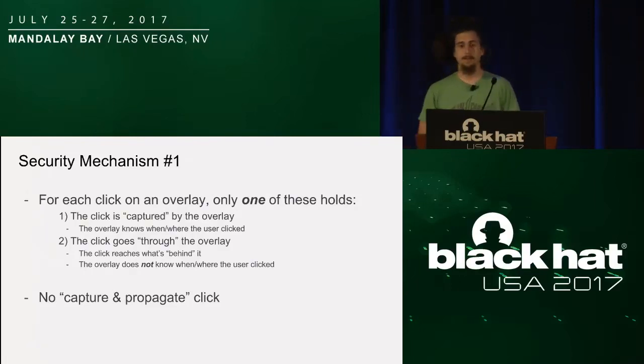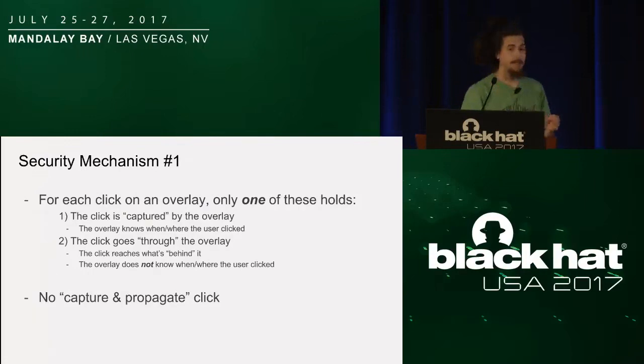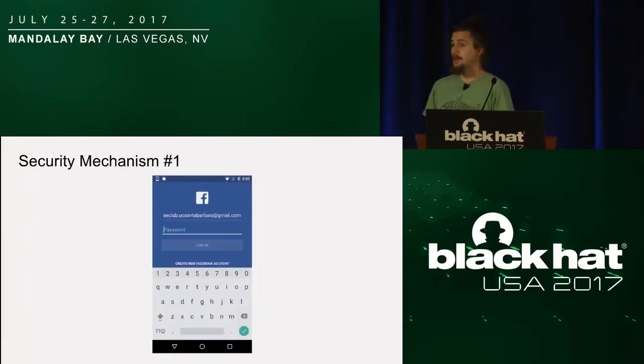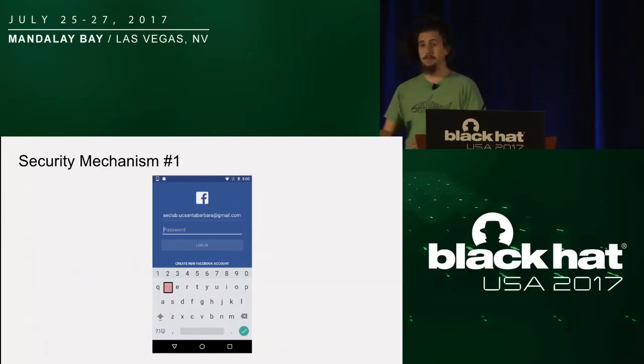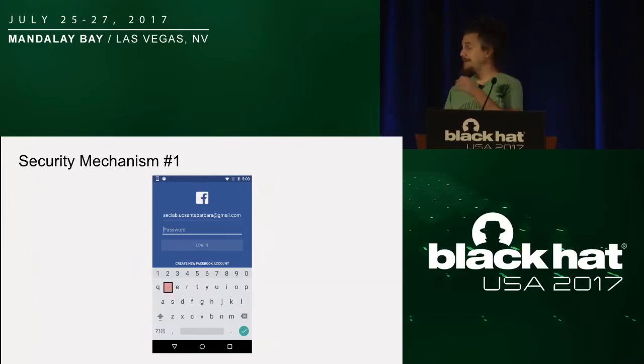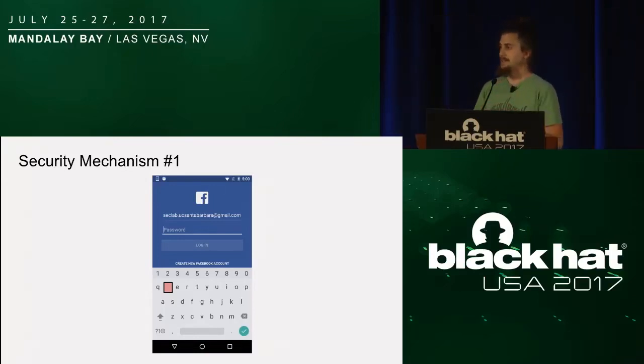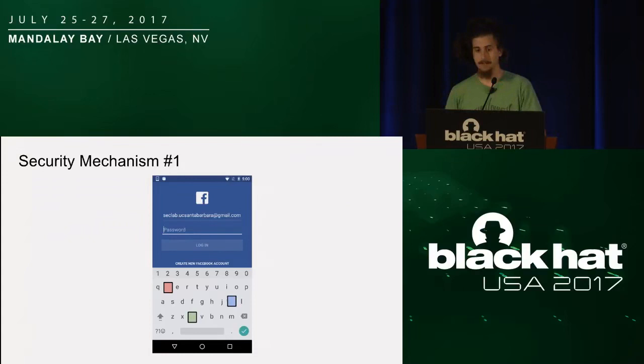So you cannot implement out of the box things like capture and propagate clicks. Why is that the case? Well, imagine this. If you could do this, you could draw overlays on top of the keyboard, and then wait for the user to click somewhere. So, for example, if the user clicks on this W overlay, the attacker would hijack the click, understand, okay, the user clicked on W, and propagate the click. And so you could create a number of overlays, and you can understand exactly where the user clicked. Of course, you cannot do this.